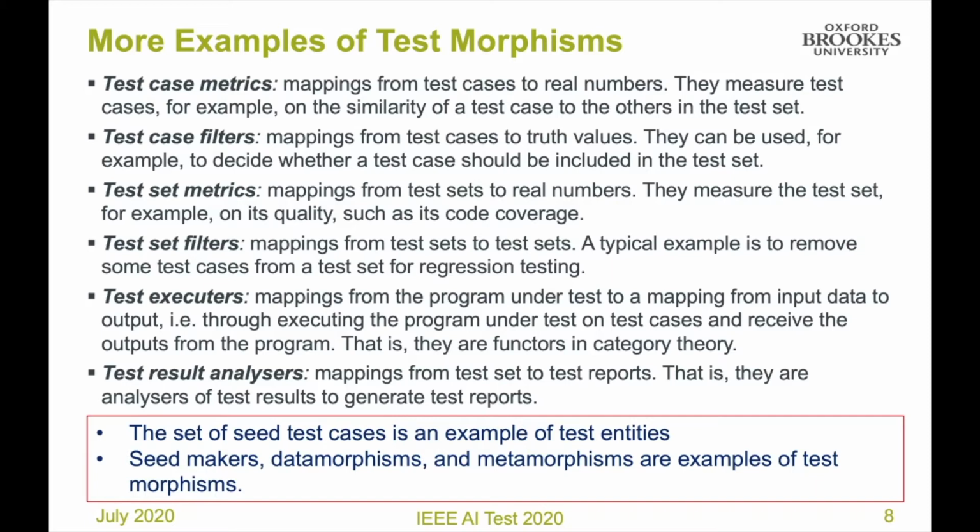Test executors are mappings from the program under test to a mapping from the input to the output. They are achieved through the execution of the program under test on test cases and receiving the outputs from the program. From a mathematical point of view, they are functors in category theory. Test result analyzers are mappings from test sets to test reports too.